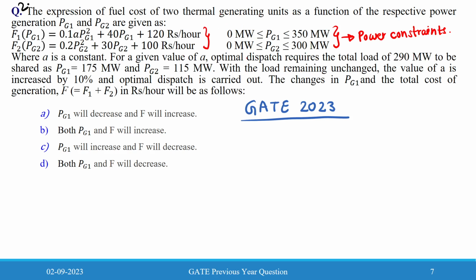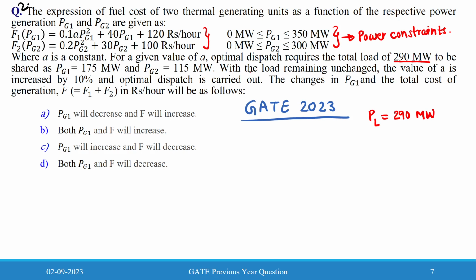For a given value of A, optimal dispatch requires a total load of 290 megawatt, to be shared as PG1 175 megawatt and PG2 115 megawatt. So for a certain value of A, they have found out the economic load dispatch, and PG1 comes out as 175 megawatt and PG2 comes out as 115 megawatt.